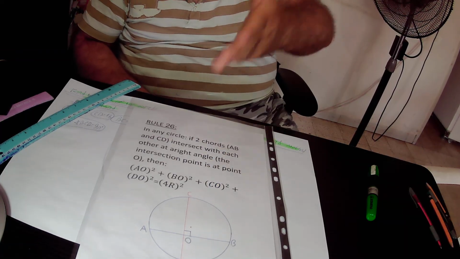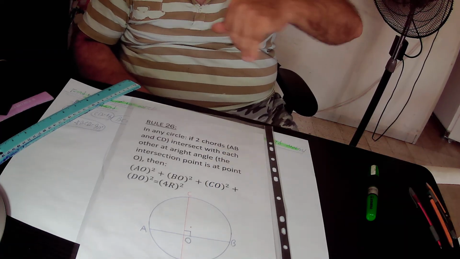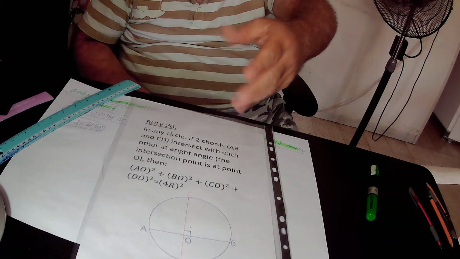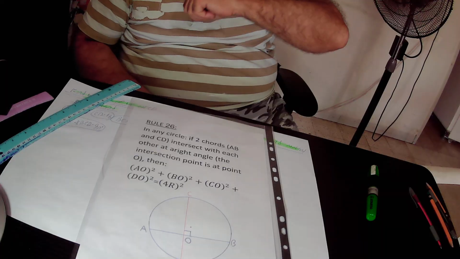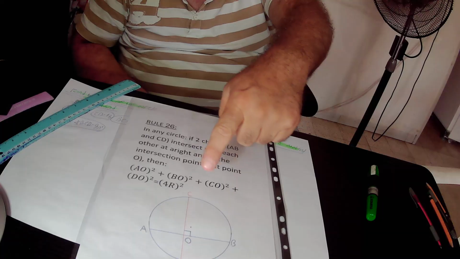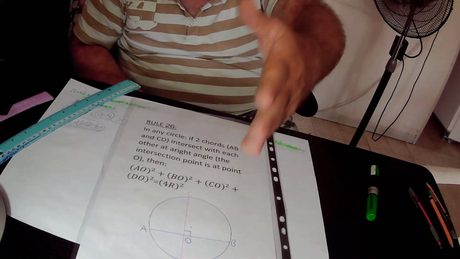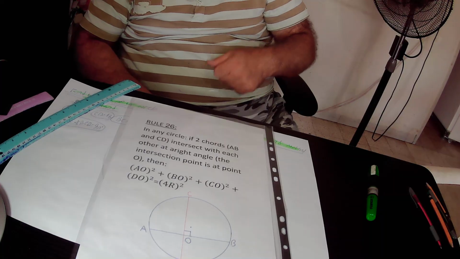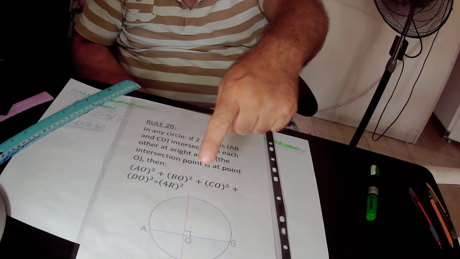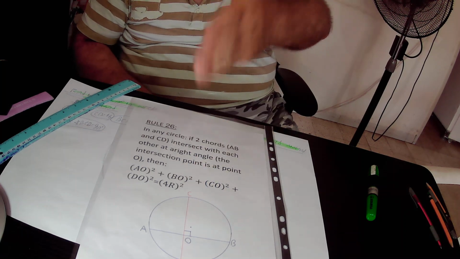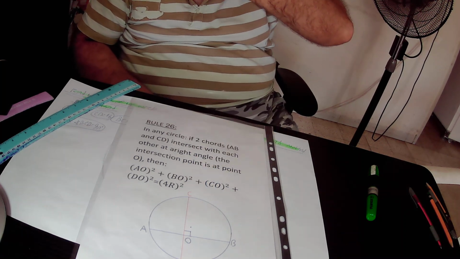So whenever your two chords intersect with each other at 90 degrees, you can implement rule 26. And according to rule 26, the following equation is true: AO square plus OB square plus CO square plus OD square equals 4R square. And R is the radius of this circle.